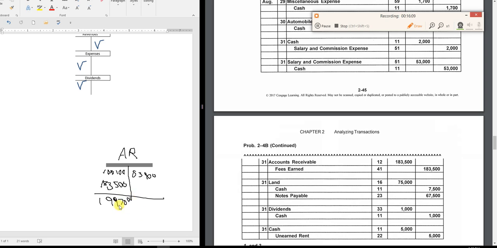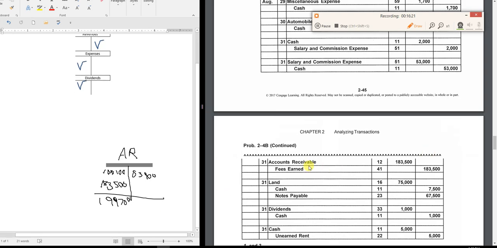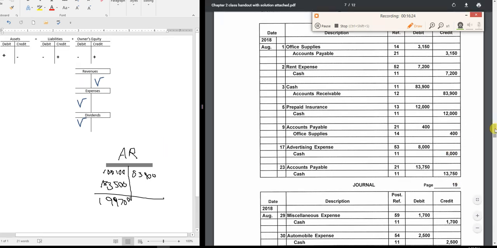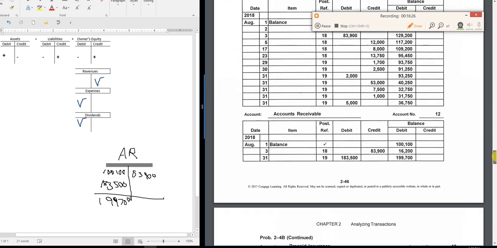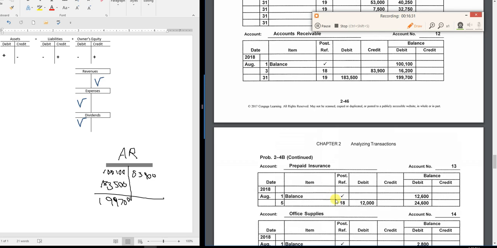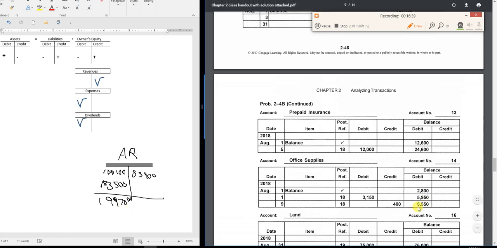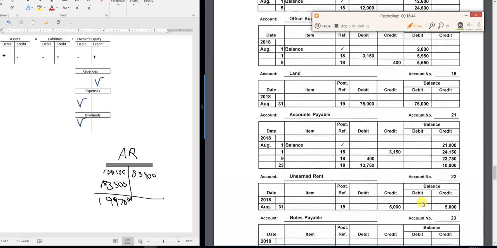So basically, for the most part, your assets are going to end up with debit balances. You could really have a cash overdraft, which would be in the credit side. But I'm doing those T accounts for all of them. So that's what it's going to look like. But over here, just to double check your balances, accounts receivable is going to have 199,700. I'm going to do the same thing for prepaid insurance, and I have 24,600. Do a T account for office supplies, same thing. It'll have a debit balance of 55,500, etc. So you can check these are on Moodle, etc.